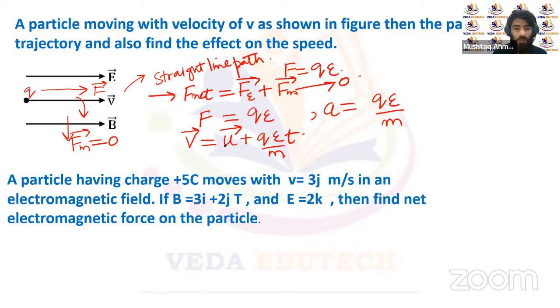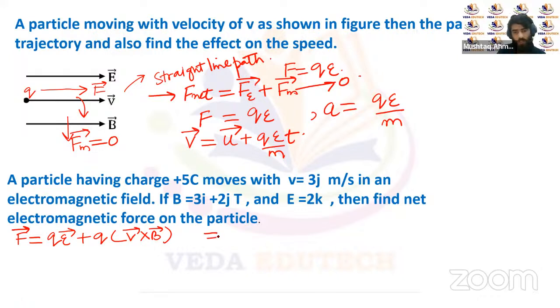A particle having charge plus 5 coulomb moves with velocity given as 3j meter per second in an electromagnetic field. If B is equal to 3i plus 2j Tesla, and the electric field vector is along the k cap direction, then find the net electromagnetic force on that particle. So the electromagnetic force will be given by q times the electric field vector, that will be the electric force, plus q times v cross B vector, that will be the magnetic force on this particle.